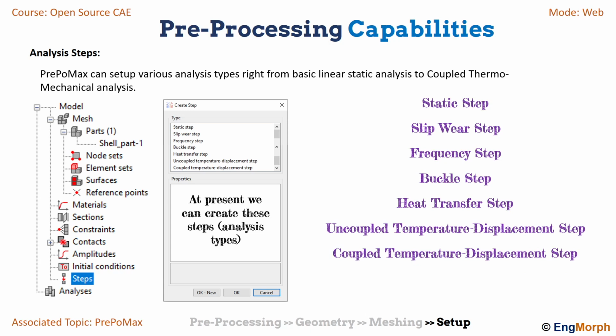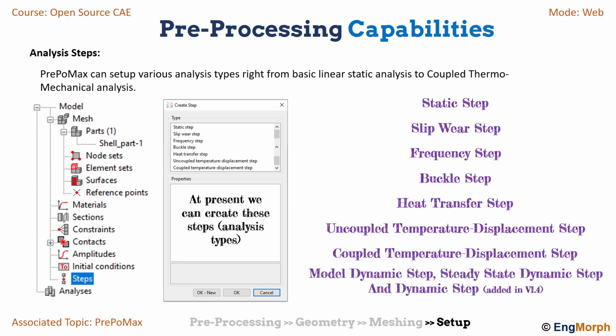Coupled temperature displacement step solves simultaneously for displacement and temperature field. A coupled analysis is used when the thermal and mechanical solutions affect each other strongly. From version 1.4 onwards, modal dynamic step, steady state dynamic step, and dynamic step are added.